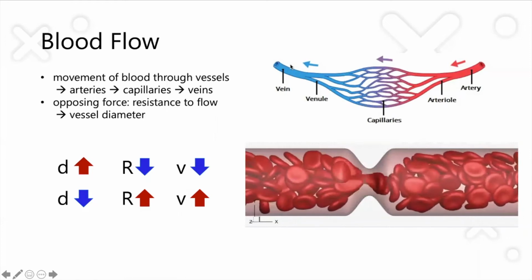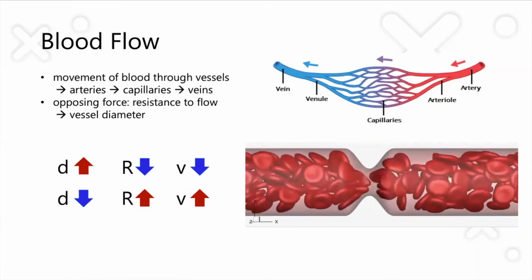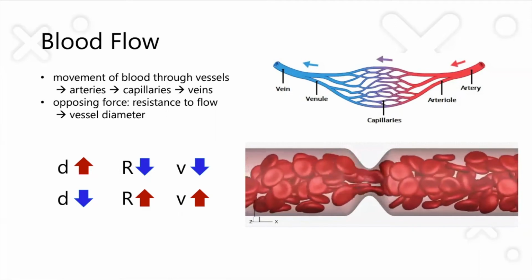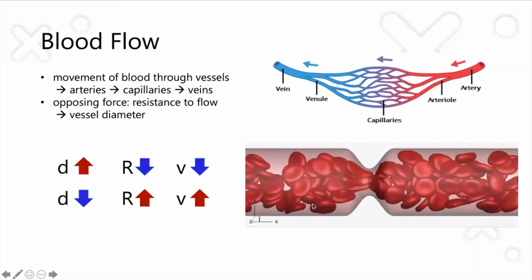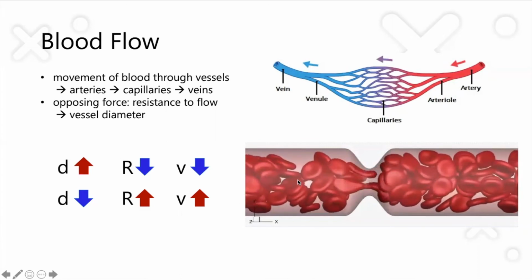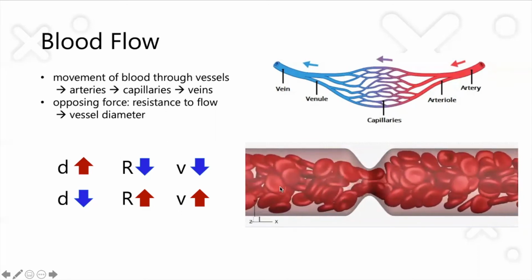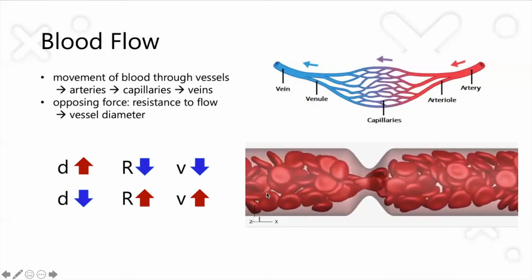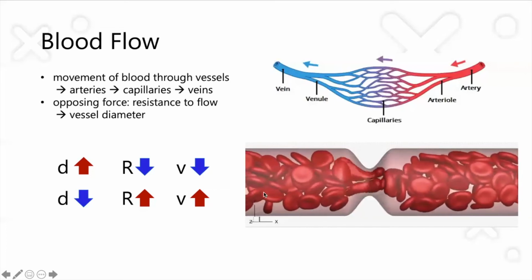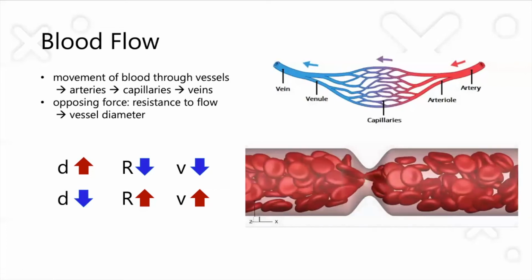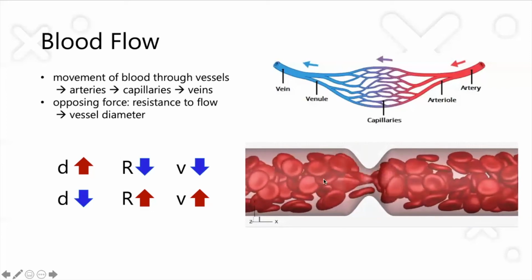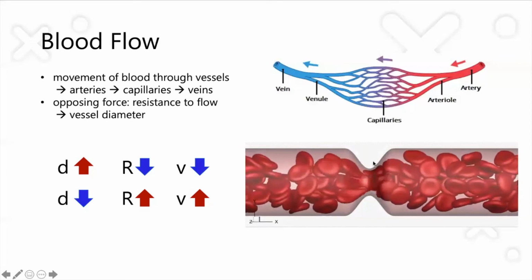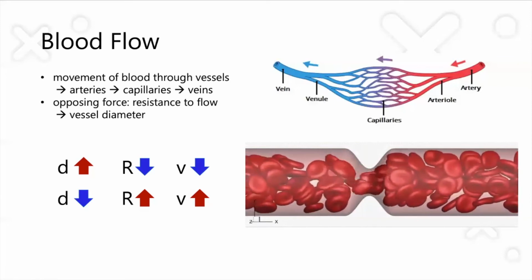And there is an opposing force, which is the resistance to flow, and this depends on the vessel diameter. And here in this given picture, you can see what is meant by that. So if the diameter increases, which is the case here in those areas, the resistance to flow and the velocity or the speed of the flow decreases, whereas if the diameter decreases, the resistance and the speed of flow also increases.